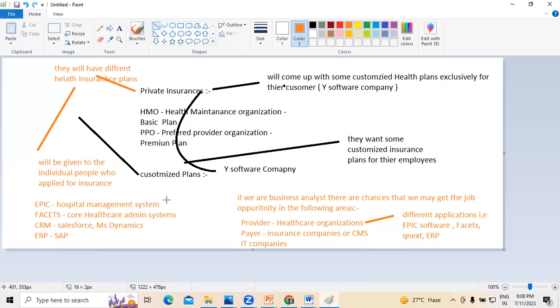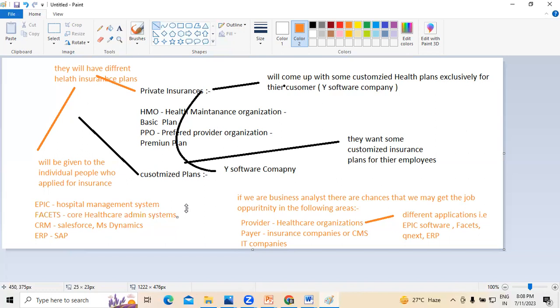Right? For example, what Facets application are we talking about? This Facets application might require some upgradation to be made, for example, some sort of changes in the existing ones. So who in the organization does that? These things will be taken care of by the BA.